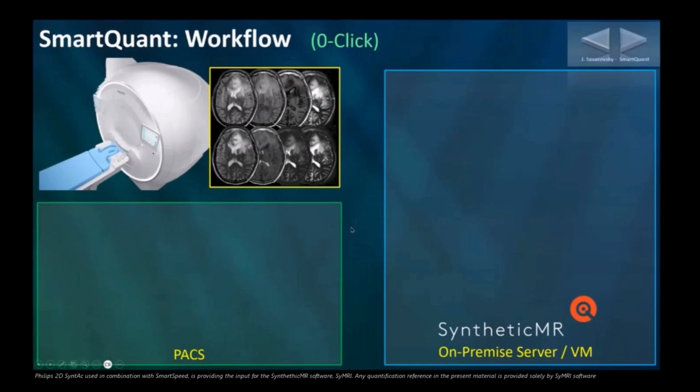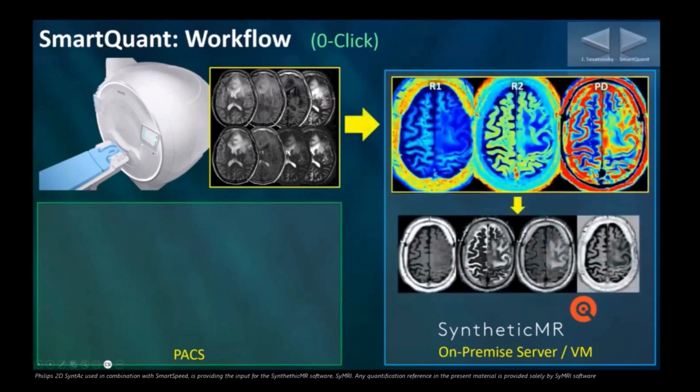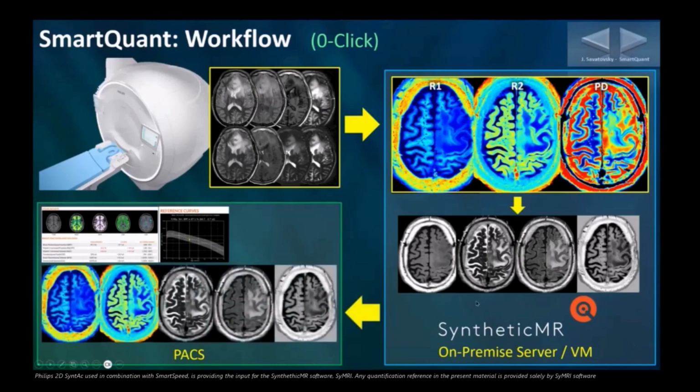So the workflow is very important with this software, and hopefully with SyntheticMR, the workflow doesn't require any additional click either for the technicians or for the radiologist. The images will automatically go through an on-premise server, and the on-premise server, usually within less than 1 minute, will generate everything. You can set up what you need in terms of synthetic weightings, and then it will automatically send everything to the PACS.